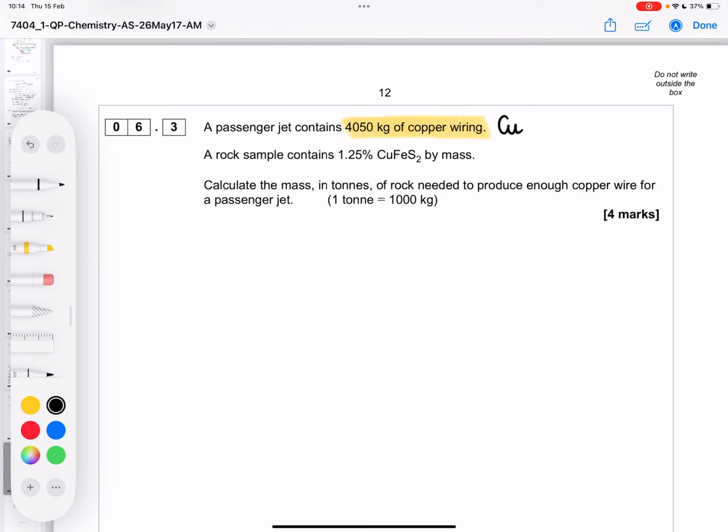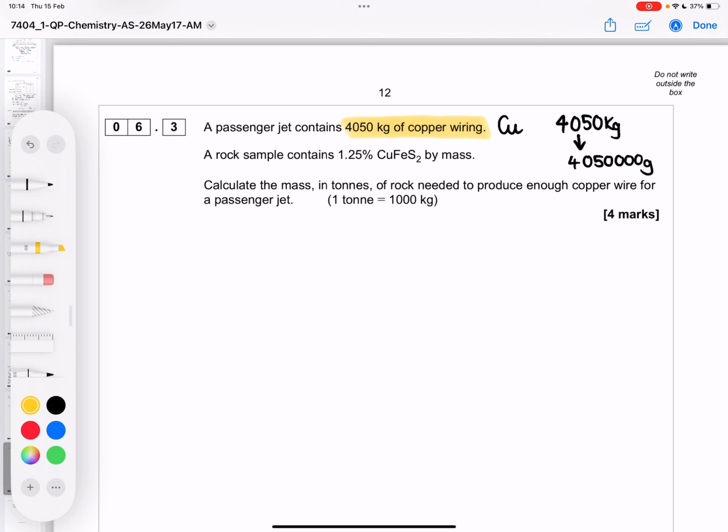What we've got is a passenger jet contains 4,050 kilograms of copper wiring, which is just copper. Now 4,050 kilograms would need to be converted into grams. So 4,050 and then 3 more zeros. You might want to put that in standard form. If you were to type that on your calculator and type in the times 1,000 to make it grams, your calculator will probably give it you as 4.05 times 10 to the 6 grams.